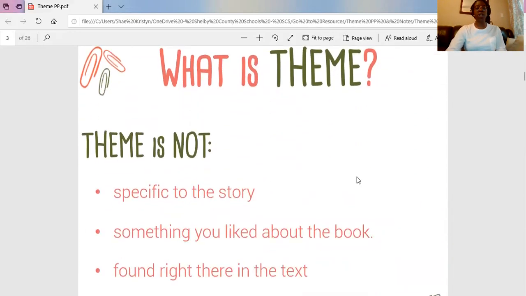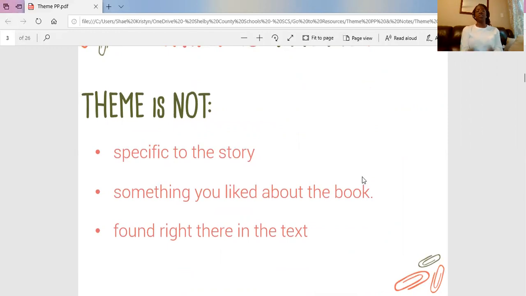Okay, so what theme is not? It's not specific to the story. It's not something you liked about the book, and it's not something that you can always find right in the text, although sometimes you can find it in the text.